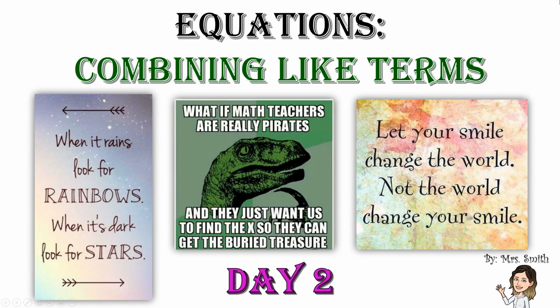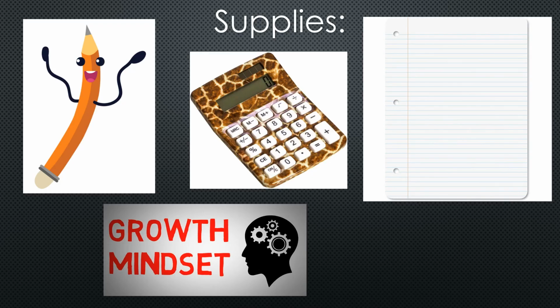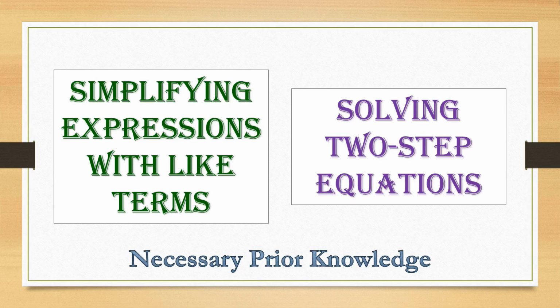This video lesson will cover solving equations where you need to combine like terms in order to solve them. The supplies for today: something to write with, a calculator, some form of scratch paper, something to take notes on, and of course, a growth mindset. The prior knowledge topics that would be helpful are already knowing how to simplify expressions with like terms and knowing how to solve a two-step equation, but both of these will be reviewed before moving on to the new material.